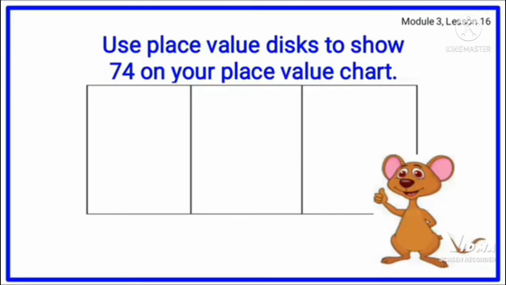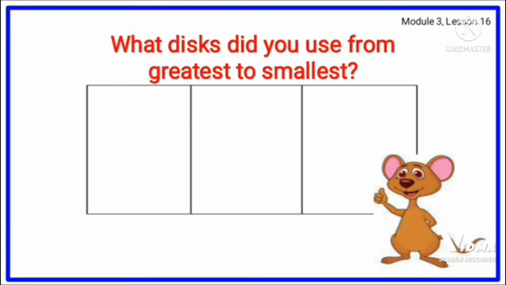Alright, let us use place value disks to show this number on your place value chart, 74. Which disks will you use? See, I use 7 disks of 10 and 4 ones, 74. 7 disks of 10 and 4 disks of ones.